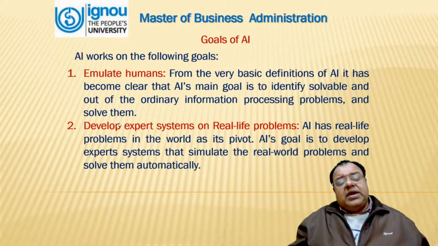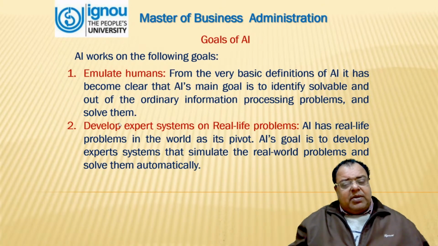Number two is develop expert systems on real life problems. Artificial intelligence has real life problems in the world as its pivot. Its goal is to develop expert systems that simulate the real world problems and solve them automatically.